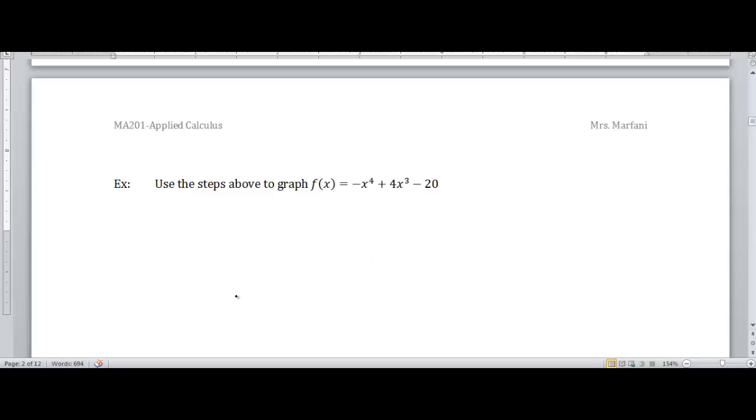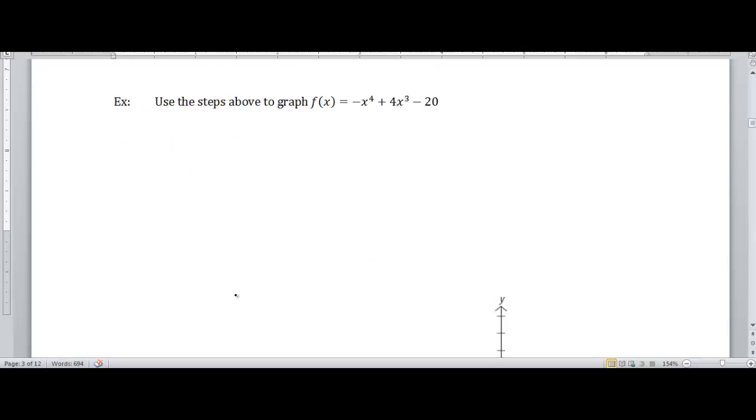Use the steps above to graph this function here. Okay, so let's do this from scratch. So first thing you want to do is find the critical numbers. To find the critical numbers, we need to take the derivative and find out where it's 0 or undefined.